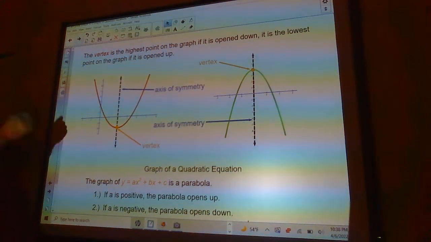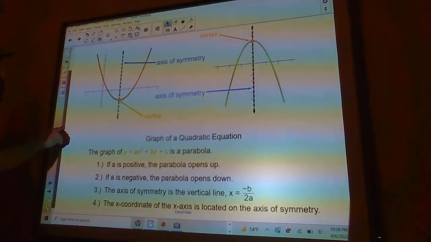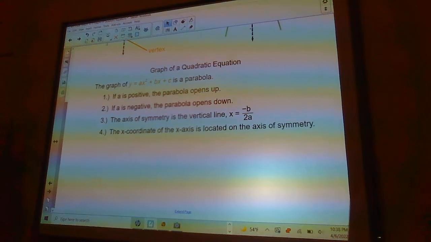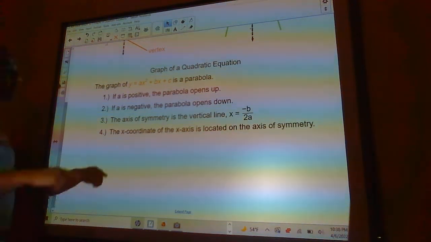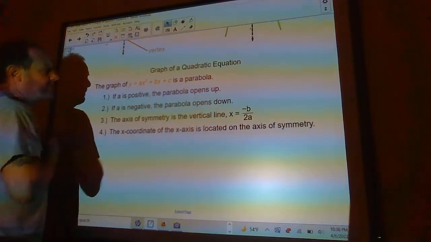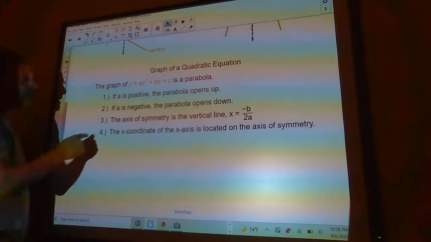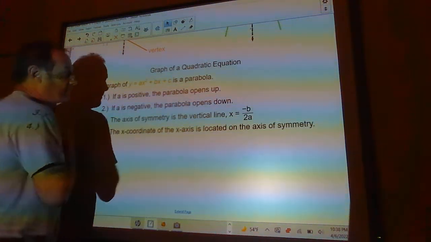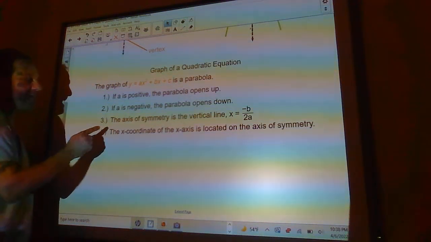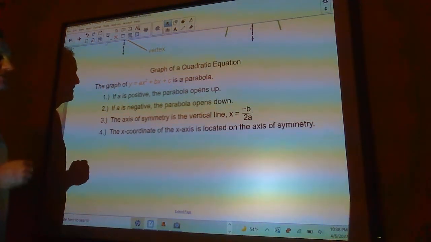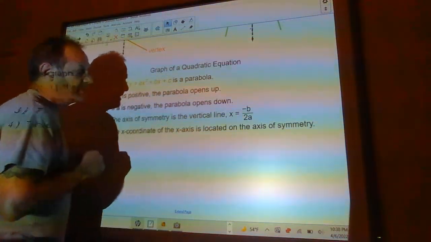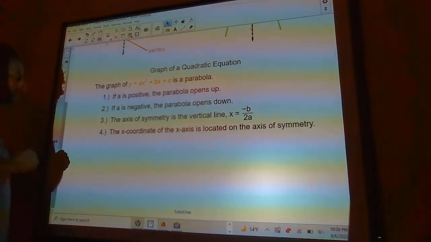Okay, so how do we graph a quadratic equation? We follow these 4 steps every time. Okay, so here's my graph, y equals ax squared plus bx plus c. If a is positive, the parabola opens up. If a is negative, the parabola opens down. The axis of symmetry is the vertical line that's always located at x equals negative b over 2a.